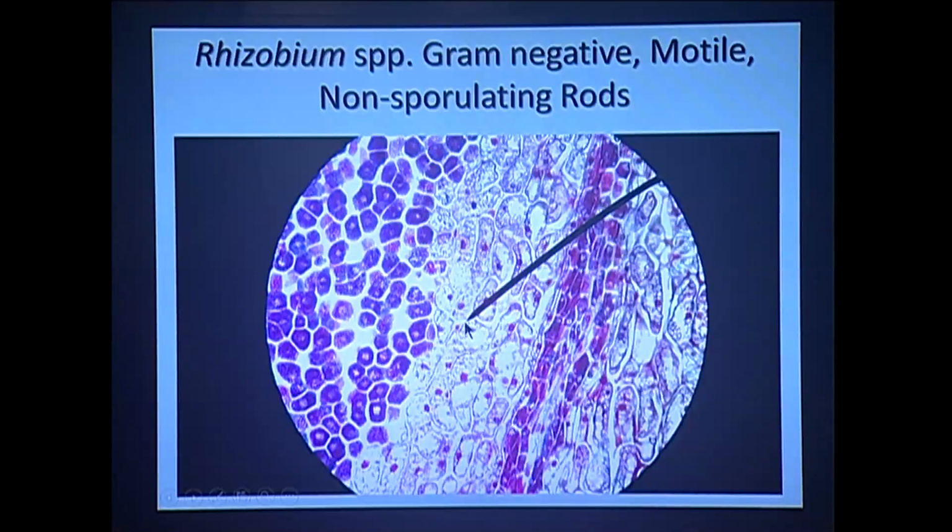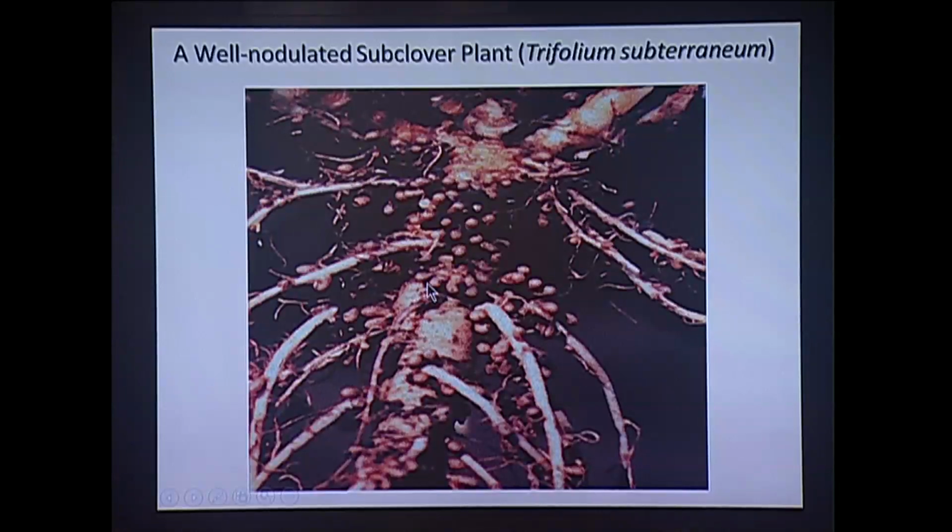This picture shows Rhizobium cells within the root hair cells. They are gram-negative, pink in coloration, and they are motile, non-sporulating rods. This is a typical example of a root infected with Rhizobium giving rise to nodules. You can see the large structures called nodules on the typical plant Trifolium subterraneum.